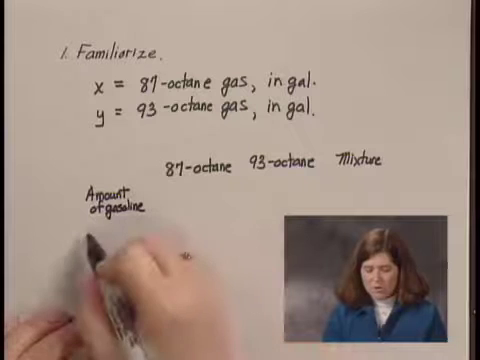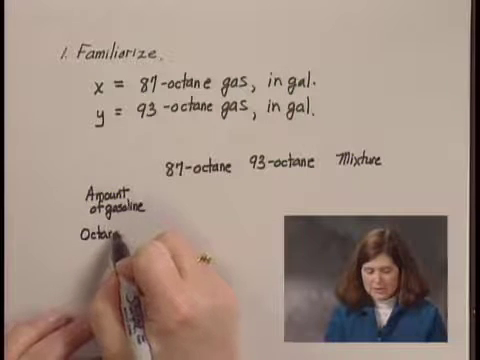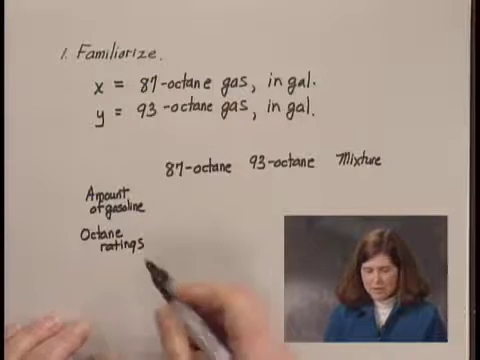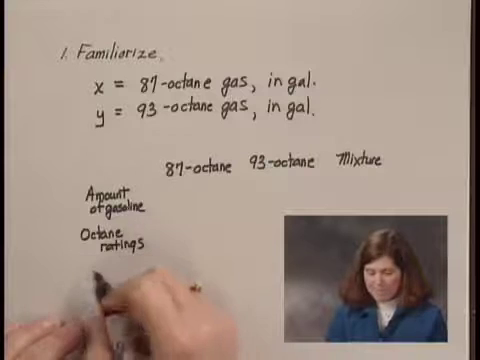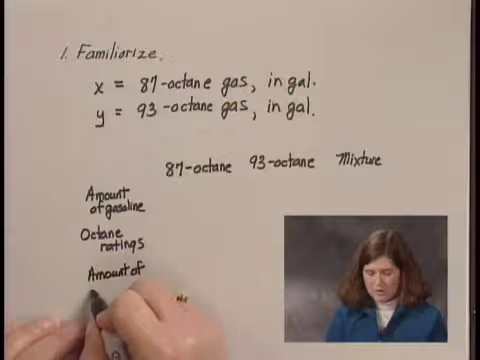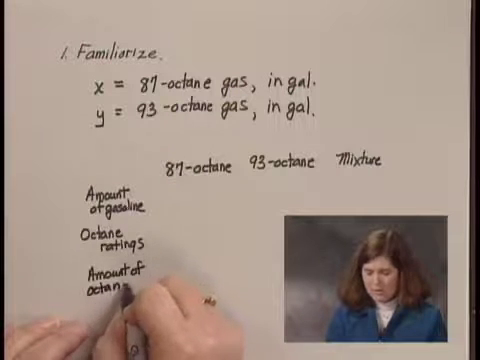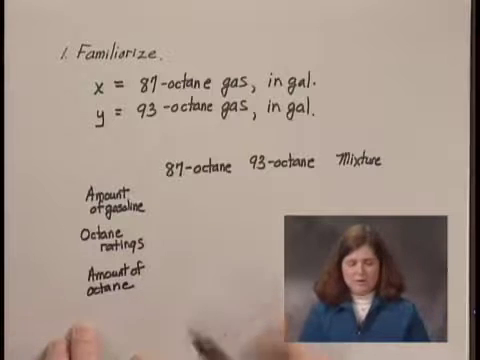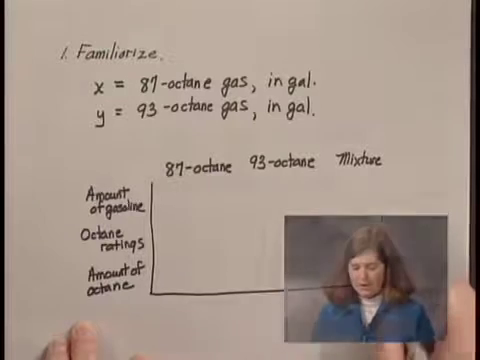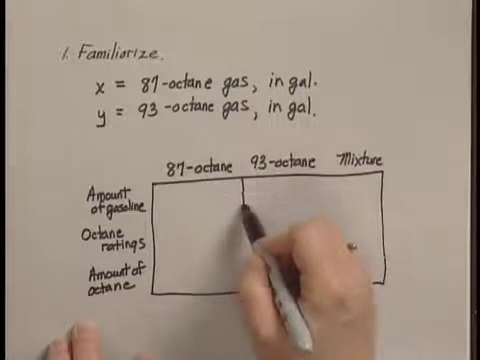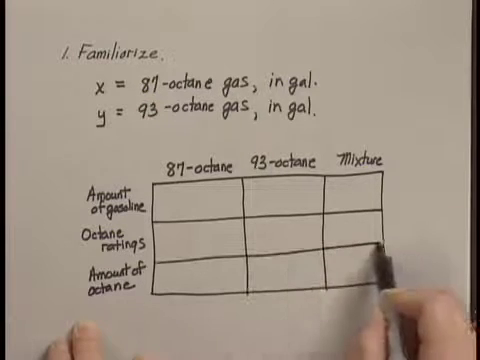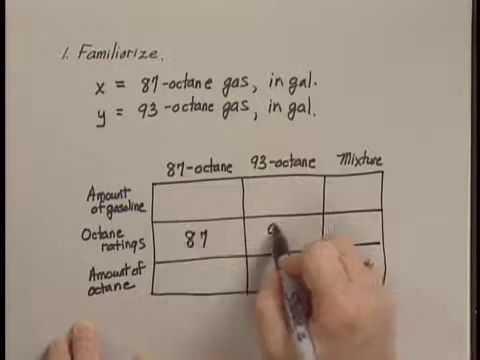In the middle row, we'll just write down the octane ratings to help us keep track of our information. And the bottom row, we'll look at the amount of octane, or how the mixture and the octane are going to go together. So if I make a table here, I can fill in what I know. I know the octane ratings. I'm going to write those in.